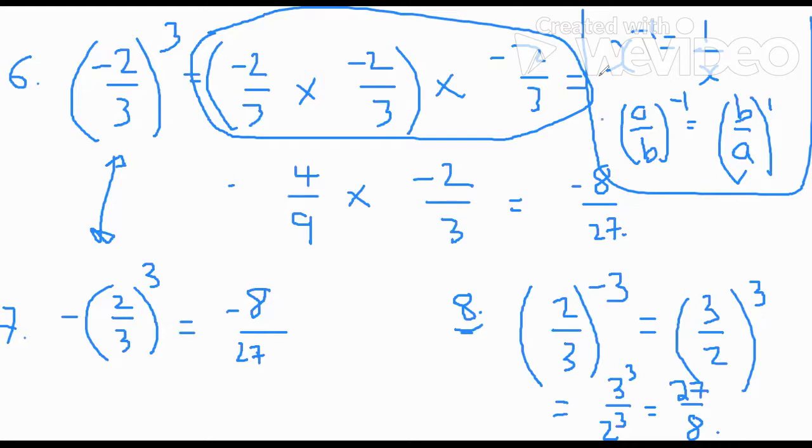Basically, I'm using this rule. If you have a over b raised to the negative power, what happens? You reciprocate the fraction and get b over a, then the negative 1 becomes positive 1. So that's what I'm doing right here. See that the negative 3 becomes positive 3, and I flip around those fractions.